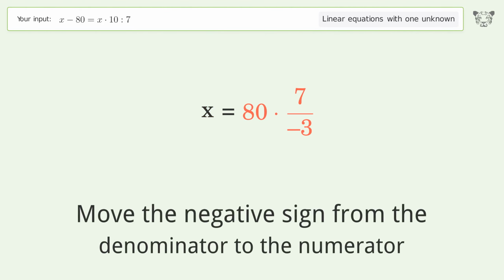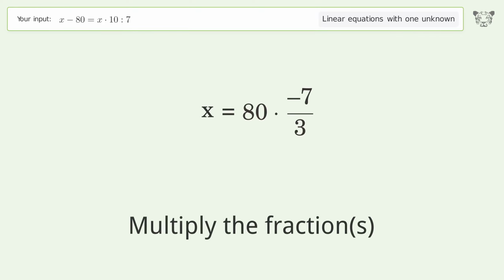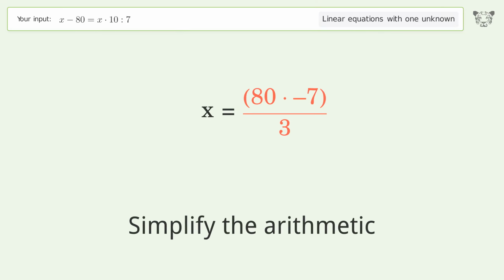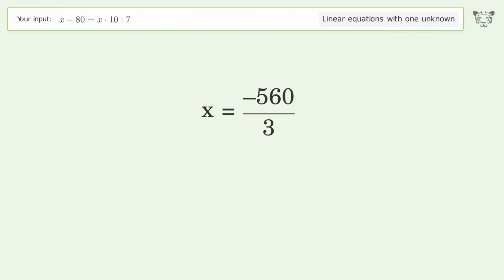Move the negative sign from the denominator to the numerator. Multiply the fractions. Simplify the arithmetic. And so the final result is x equals negative 560 over 3.